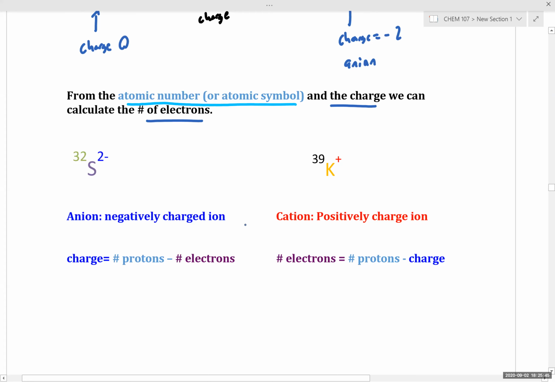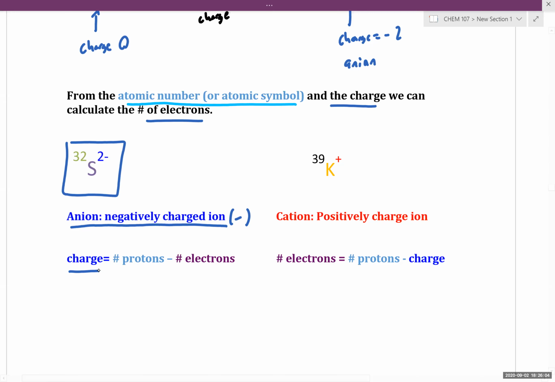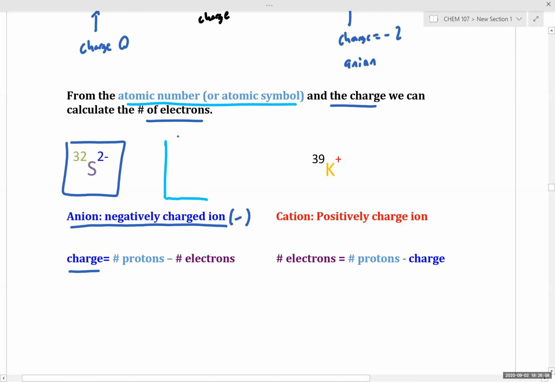So, there are two different types of species for ions, an anion, which is a negatively charged ion. I like to write a minus just to remind myself of that. So looking at, for example, sulfur-32 2-minus, we know the charge is equal to the number of protons minus the number of electrons. So we need to go to the periodic table now. What is the atomic number for sulfur? How many protons does sulfur have to its name? Okay, perfect. So we know that our number of protons is equal to 16.